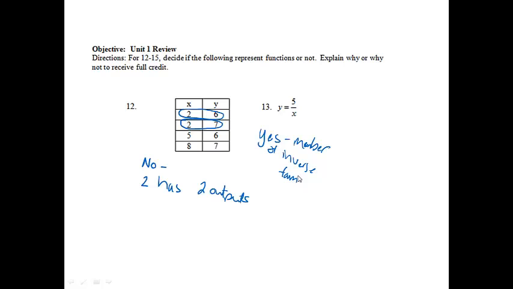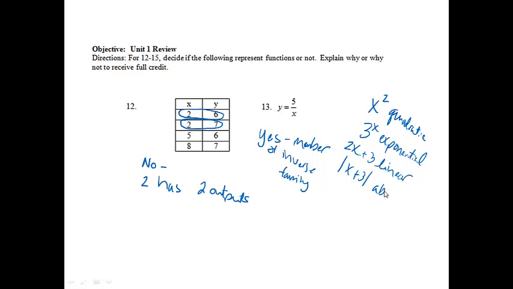And I'm also going to tell you on this, just to remind ourselves, if we have an x squared, that's quadratic. And if we have like 3 to the x, that's exponential. And if we have something like 2x plus 3, that will be linear. And if we have something with absolute values in it, it is absolute value, just as a reminder, because there will be one like that on the test tomorrow.